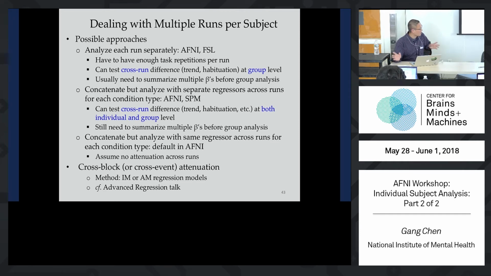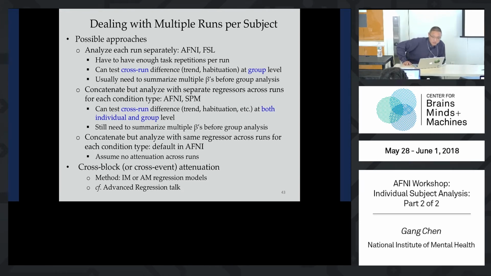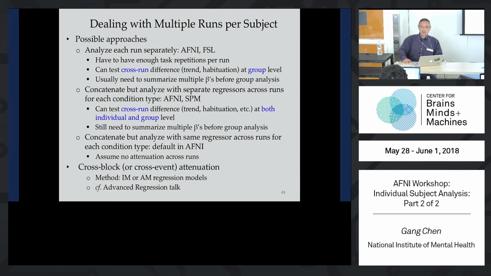That's a different story. But anyway, that's the default approach. That doesn't mean you cannot do the other approaches. Suppose you do want to compare whether different runs have different effects, whether they have a habituation effect. You want to compare the difference across runs. You can do that. In AFNI, it does have the option.